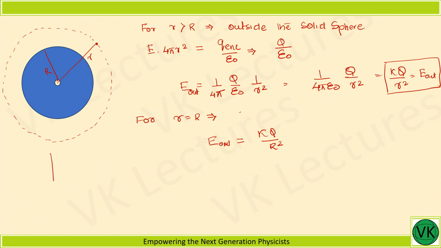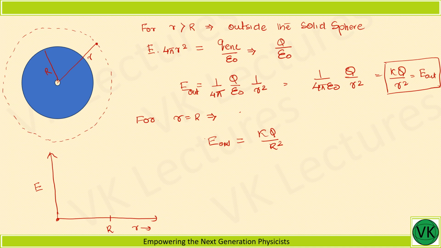Now let's draw the figure, I mean the graph. The distance versus the electric field. At 0 there is no charge enclosed, so electric field is 0, and we know that from this is up to the radius R, and after that it increases.